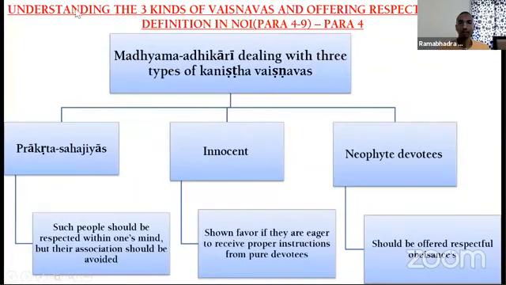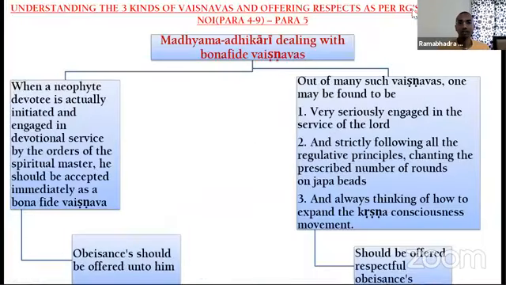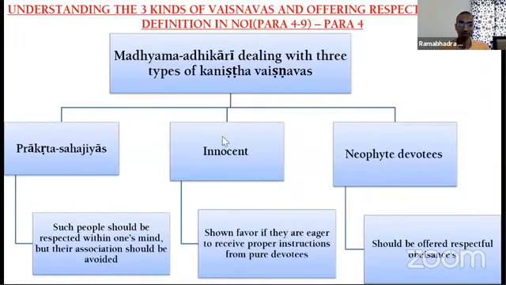Paragraph 5. Understanding of three kinds of Vaishnavas and offering respect as per Rupa Goswami's definition in NOI. In that paragraph 5, Madhyam Adhikari dealing with bona fide Vaishnavas. The Prakrita Sahajas are not bona fide Vaishnavas. We should respect them in our mind and avoid their association. The innocent are not still bona fide Vaishnavas. We preach to them and we give them instructions. These are the neophyte devotees, the Kanishtha.